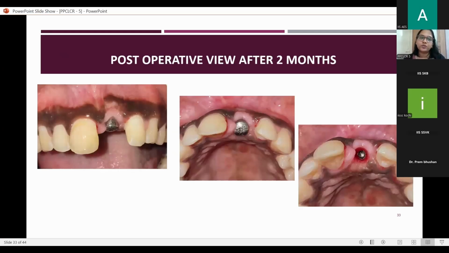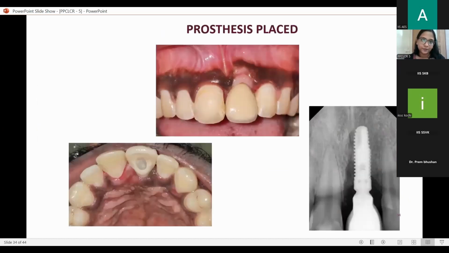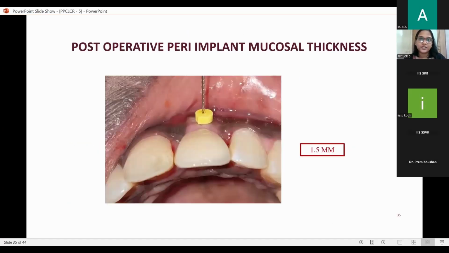And this review is on the day of prosthesis placement. The prosthesis is placed, and this is the immediate post-operative X-ray. Now we measured the peri-implant mucosal thickness, and it was found to be 1.5 mm. We have gained a little bit of tissue in this region.